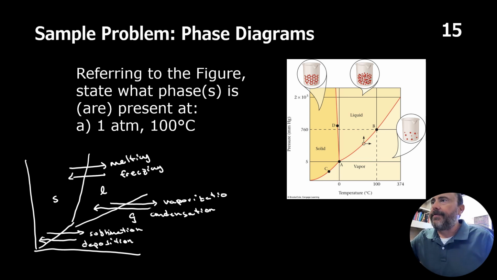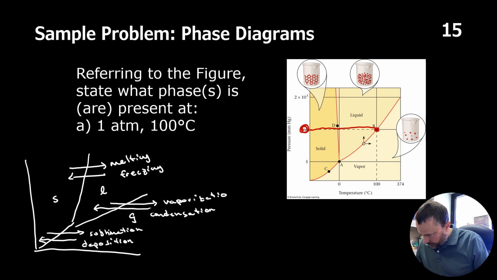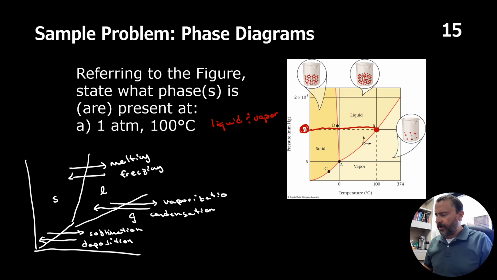All right, now if we refer to our figure here, it just wants us to state what phase or phases is present at certain points. I'm just going to do the first one here. There's a couple more, but I'm going to skip them. If we were at 1 atmosphere, which is also 760 millimeters of mercury, and 100 degrees Celsius, I would be right there. What phase or phases would be present? Well, we're on a line, so both liquid and vapor would be present.